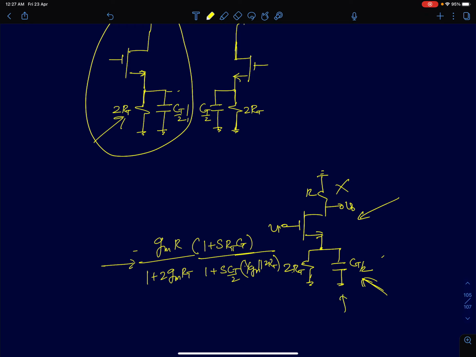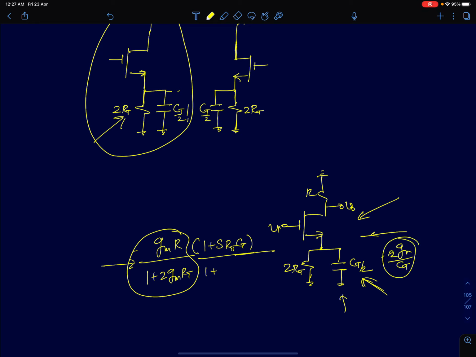For the first circuit, when we took it without any capacitance at the output terminal, we got a similar circuit. I'll directly quote those results here. So you will get a zero at 1 by RTCT. DC gain will be GMR by 1 plus 2 GMRT, and the pole will approximately be at 2 GM by CT. So you will get 1 plus 2 GM by CT. Now we will draw; there is a minus sign here, but at this point we don't care about the signs.